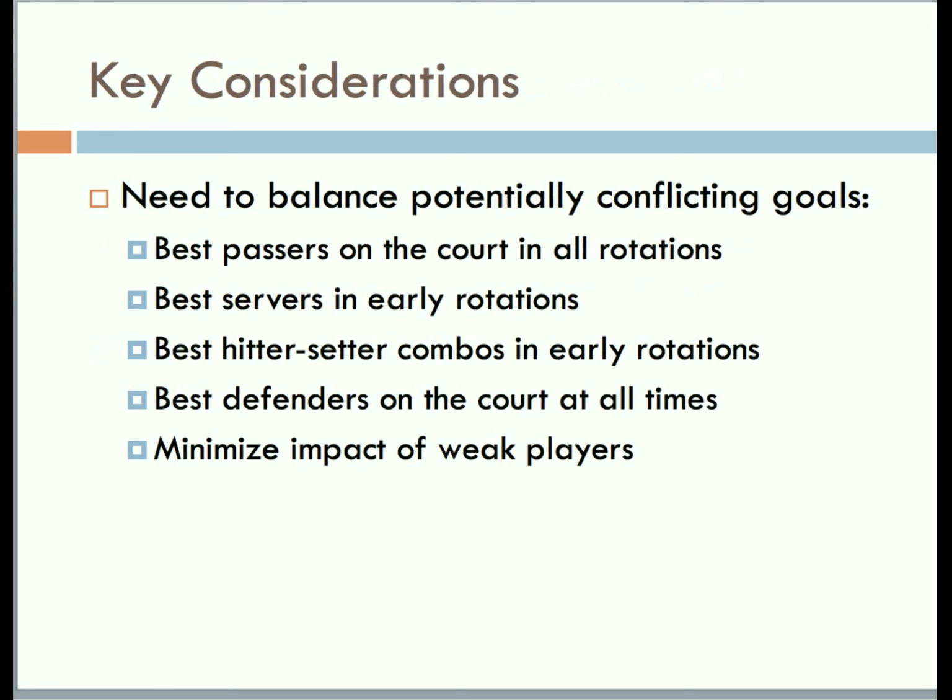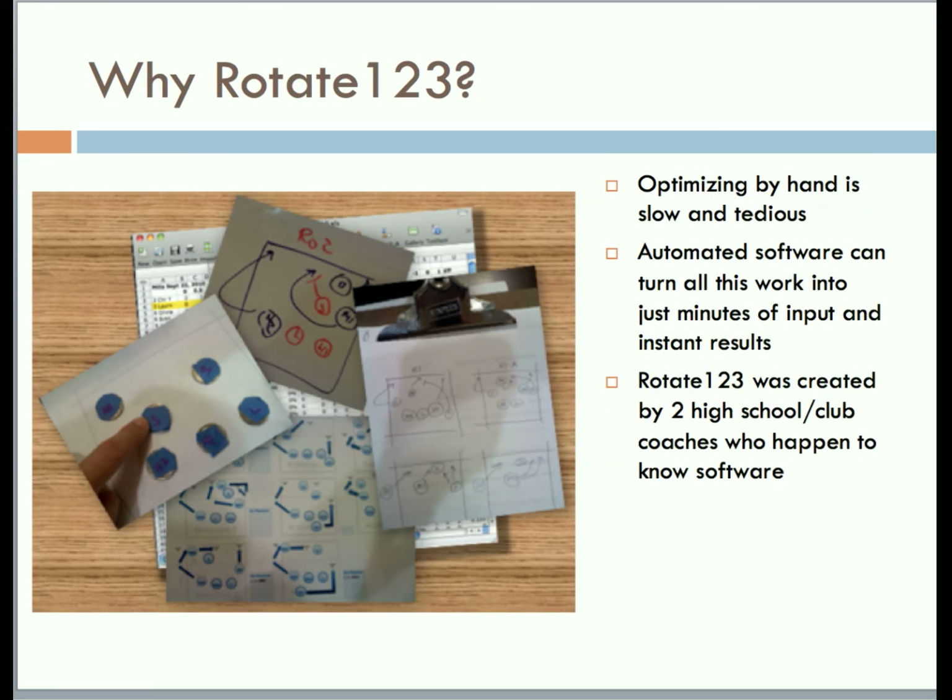Now, here are some key considerations that are conflicting: putting the best passers on the court in all rotations, having the best servers in early rotations, having the best hitter combos in early rotations, having the best defenders on the court at all times, and minimizing the impact of weak players.